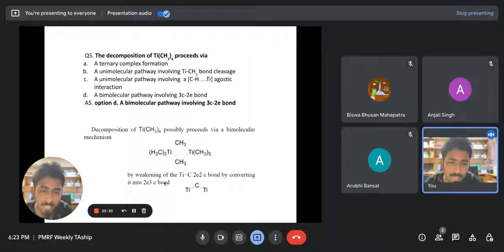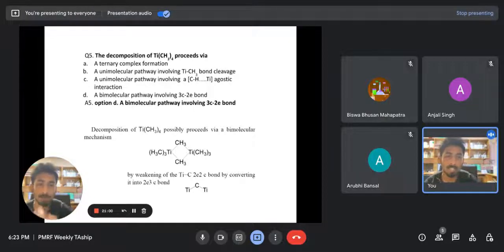Now, this leads to weakening of this Ti-C 2C2E bond by converting it into a 3C2E bond. In this case, when this bimolecular mechanism is not operative, the titanium carbon is a two center two electron bond. Actually, one titanium, one carbon. So there are two centers, and there is a single bond between them. So there are two electrons. So it is a 2C2E bond in natural condition.